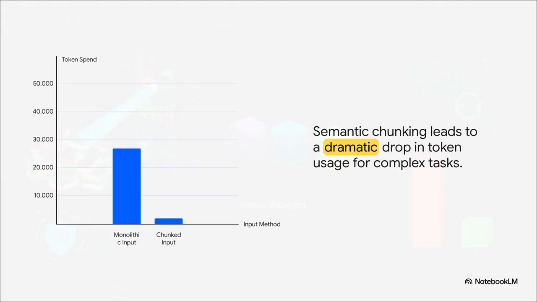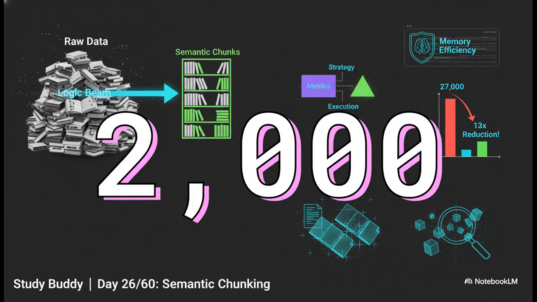Now watch what happens when you apply semantic chunking. See that drop? We go from that huge bar all the way down to that tiny little one. We're not talking about a small tweak here. This is a total game changer. And here's the final number. With semantic chunking, that token cost plummets from 27,000 all the way down to just 2,000. That's an over 80% reduction, a 13x drop in cost. You're getting better, more accurate results for a tiny fraction of the price.